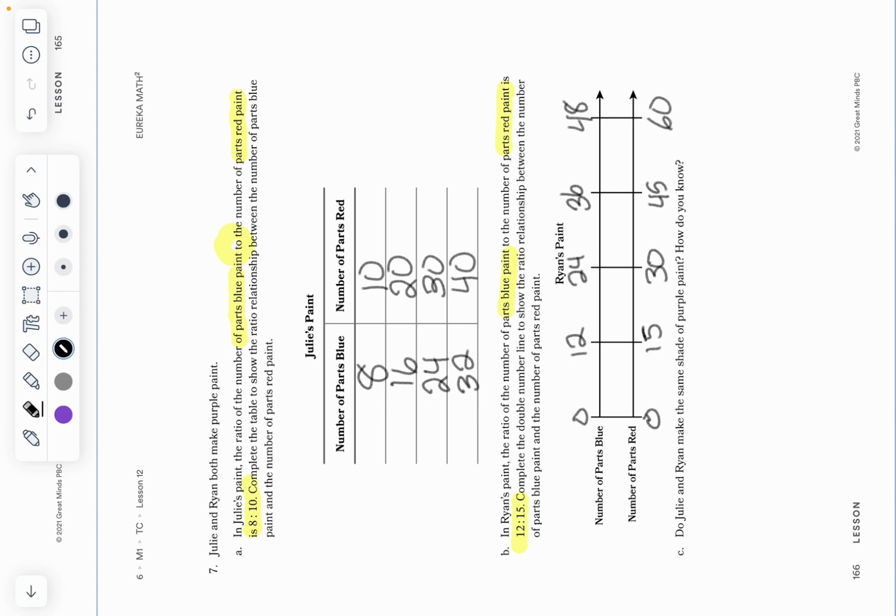All right. And so the question says, do Julie and Ryan make the same shade of purple paint? And how do you know? All right, so if we look at this row right here, we have 24 to 30. Everybody see that? And then if we look right here, we have 24 to 30. And we're talking about the same thing. So we're talking about 24 parts blue and 30 parts red for both of them.